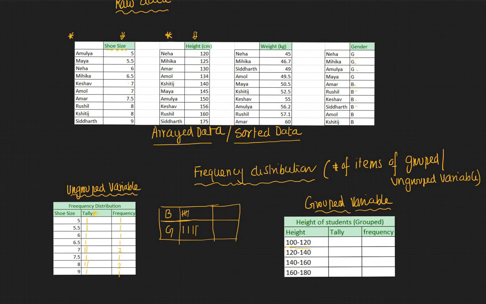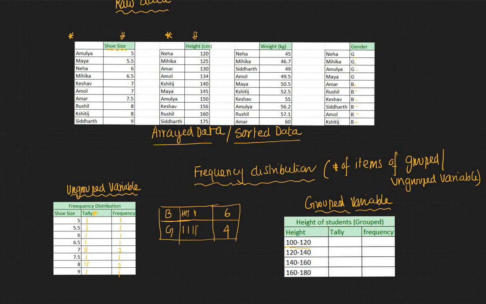1 2 3 4 5. So for that I have 5 lines. Now one more boy. So I put one more extra line. So you can keep on doing this. So here we have 6 boys and then 4 girls. So that's how we use the tally method.